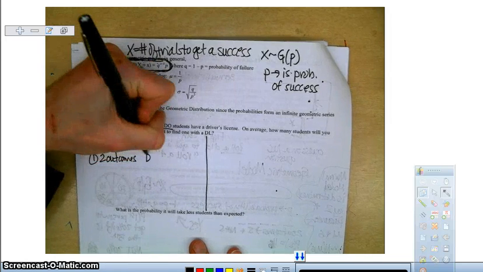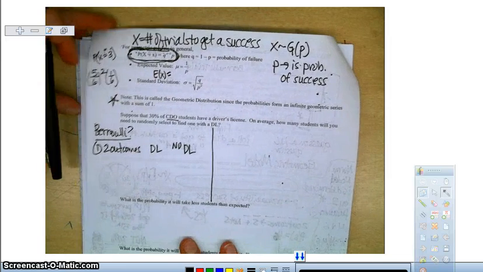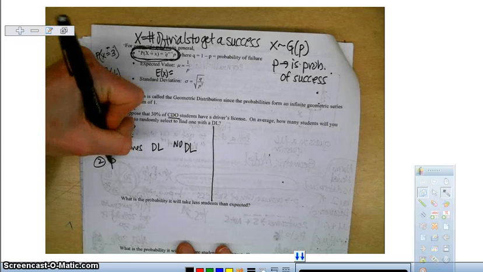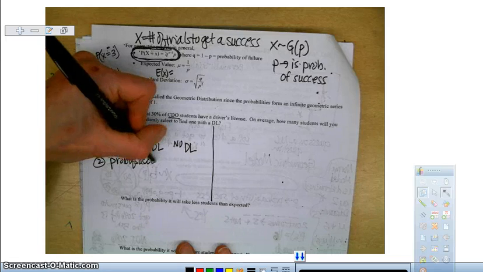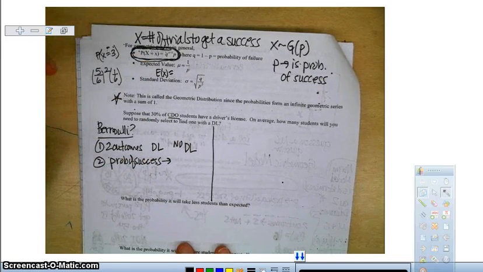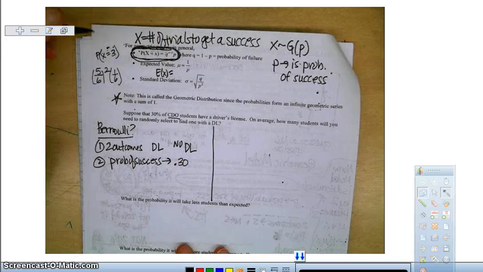Okay, they have a driver's license or no driver's license. Okay, good. So 2, probability of success, P. Probability of success is always the same. What's the probability of success here? What's the probability of having a driver's license? 30%, 0.3. They tell you that 30% have their driver's license. We know that for a fact.